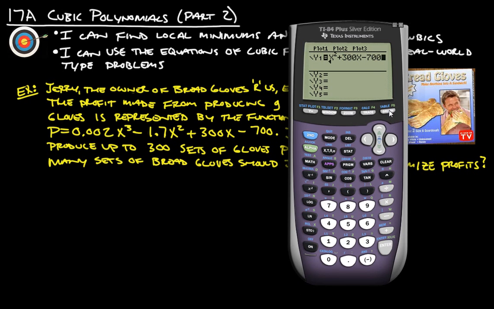And again, we can push the graph button, and we're going to get a graph that is not going to make any sense to us. So again, what we have to do is simply adjust the window. Okay, so the x minimum, we no longer need to leave at -10 because we can't make a negative amount of bread gloves, although that might be a good idea with bread gloves, but we can't do that. So let's put in 0.